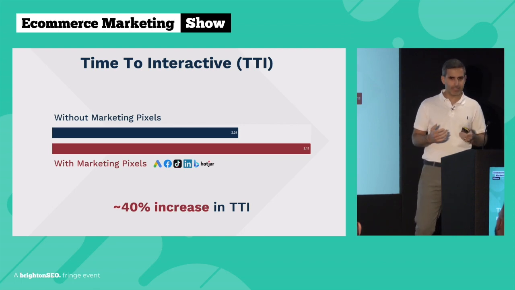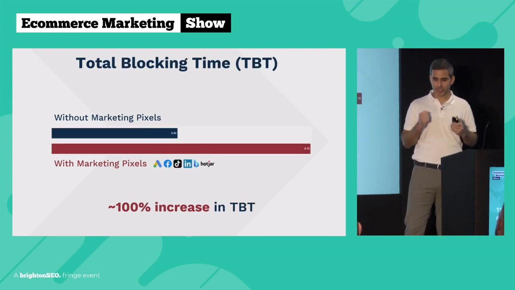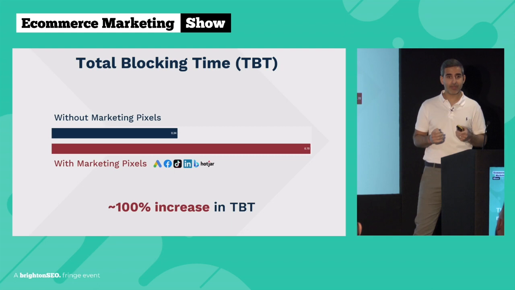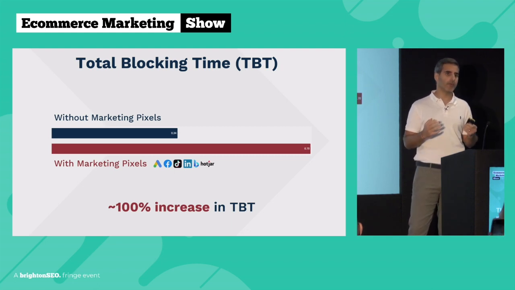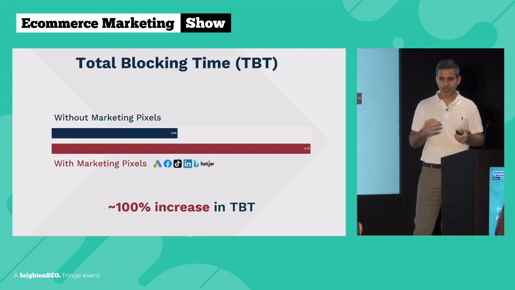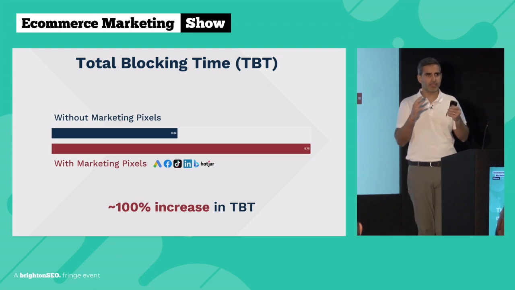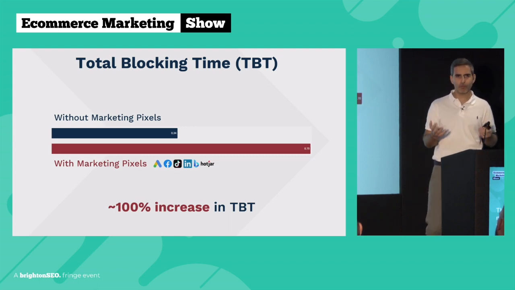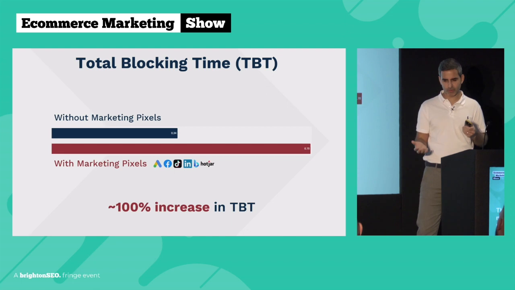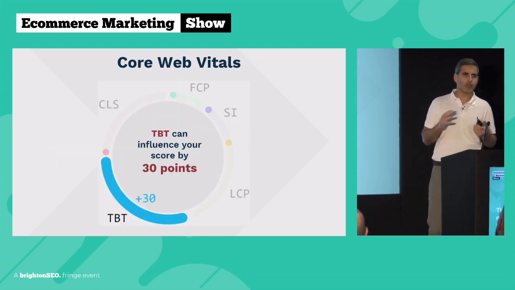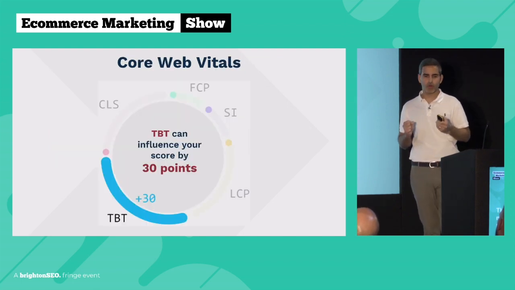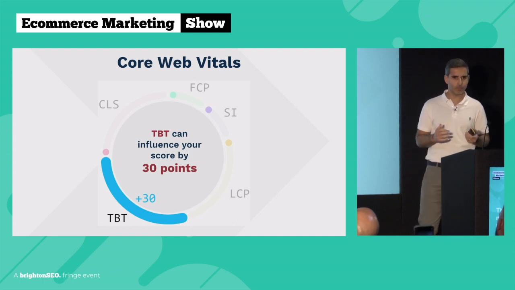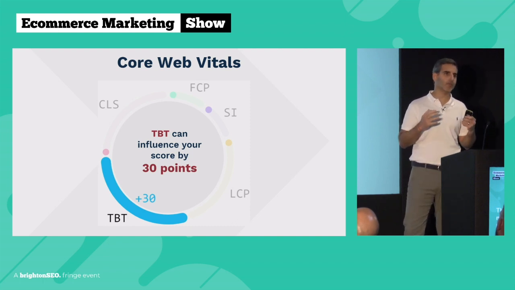And more importantly, TBT, which is total blocking time, had a 100% increase from the marketing tags I added on. So this now means that there was a substantial impact. And for those that don't know much about these metrics or TBT specifically, it contributes to 30 points of your overall core web vitals score. So it is significant, and it is something that we should be monitoring.